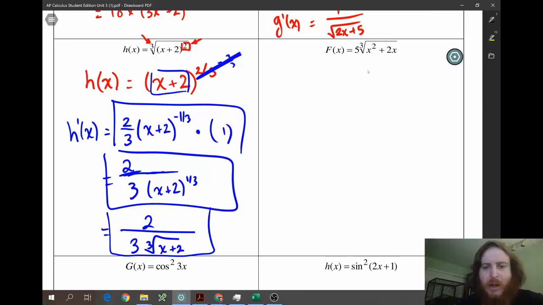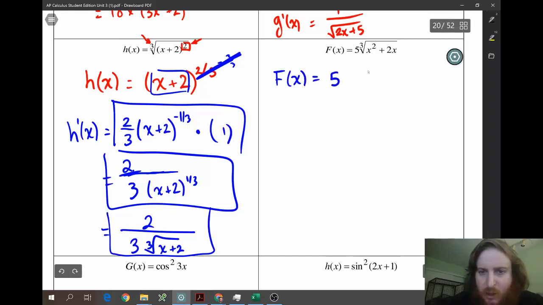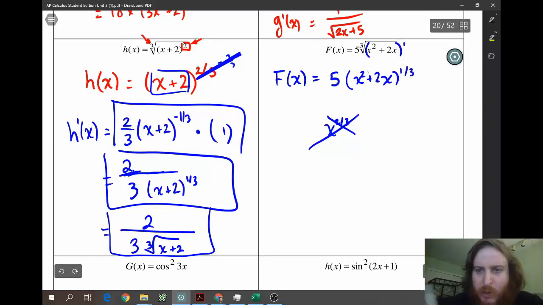Okay. Next one. This 5 throws a lot of people off. Don't let it throw you off. Anytime you have a coefficient, it just stays as a coefficient. So this is 5. Now, parentheses, x squared plus 2x. Now, you got to be careful about this. A lot of people try to do x to the 2/3 power here. It's not, because the entire thing is to the first power. So it's to the 1/3 power. That's how we need to write this.